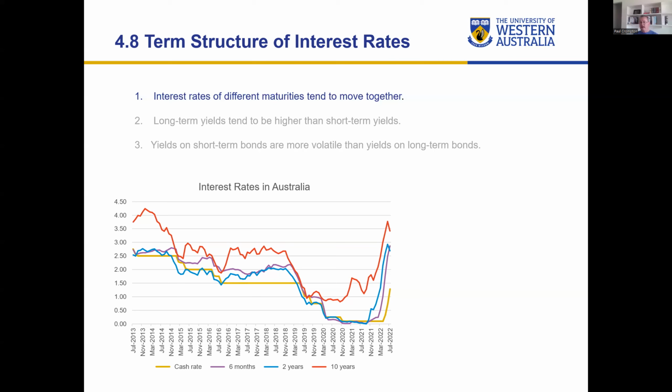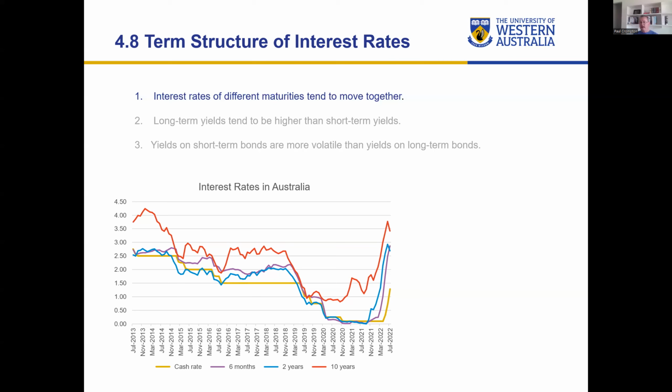The second element of the term structure of interest rates topic is that long-term yields tend to be higher than shorter-term yields. And we can see that here. It's a little bit unclear, but there's a good theoretical reason for this.